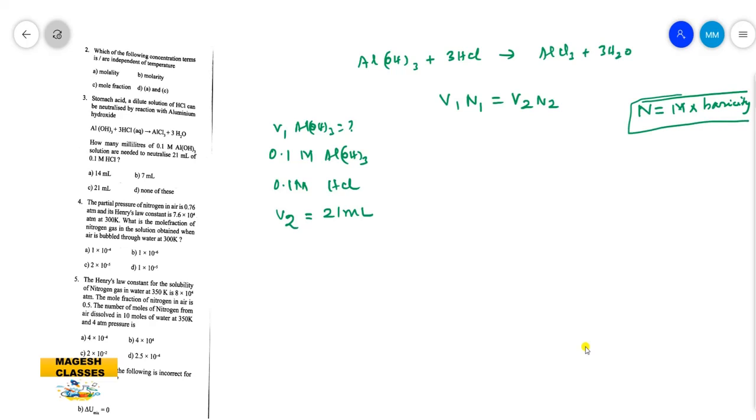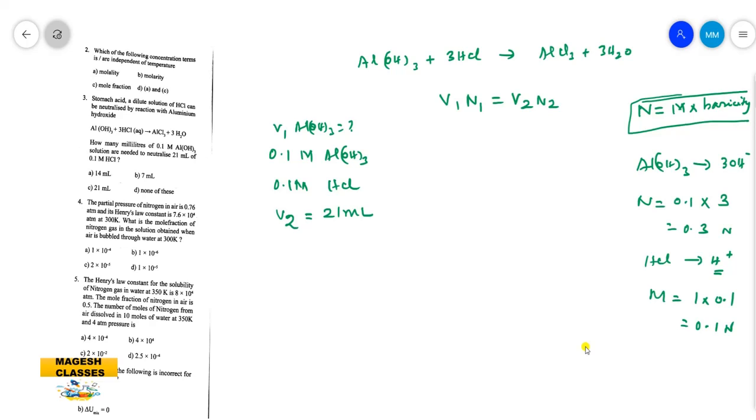So in case of aluminum hydroxide, it has 3 replaceable OH ions. So the normality is equal to molarity, 0.1, into 3. So normality is equal to 0.3. In case of hydrochloric acid, the replaceable H plus is 1. So the normality is equal to 1 into 0.1. This is equal to 0.1 N.